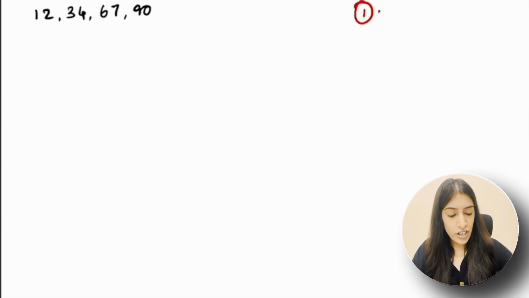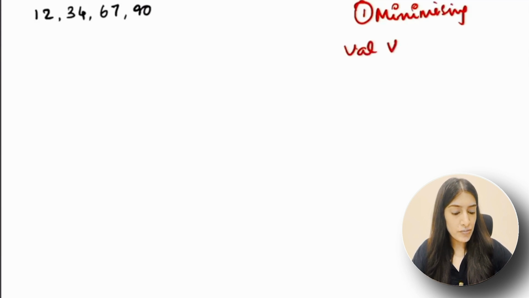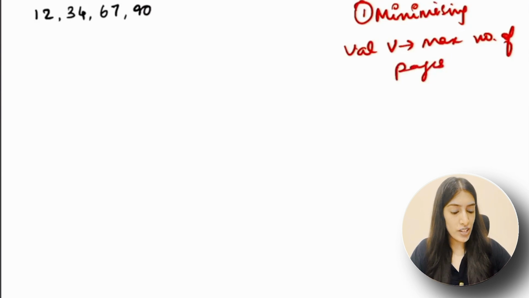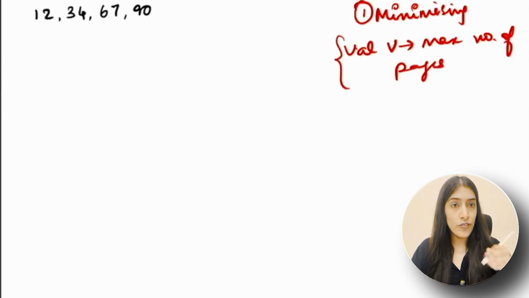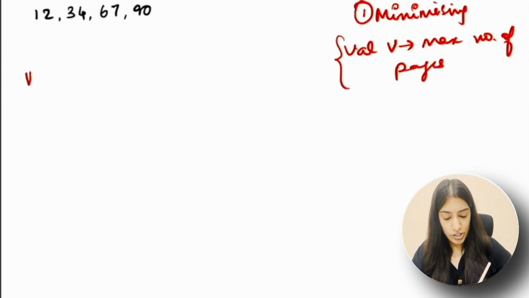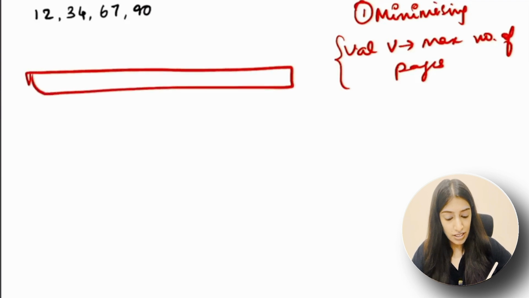The first pointer that we have is that we are minimizing. What are we minimizing? What is the value v that we are minimizing? That is the maximum number of pages that a student gets. So we are minimizing this value. Now what's the first thing we should be doing? We should be seeing the search space.